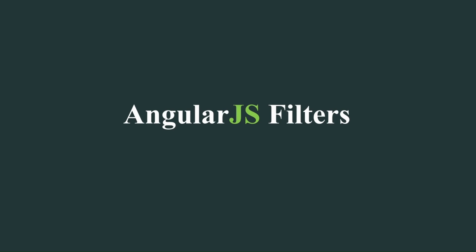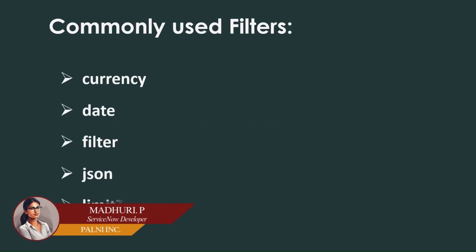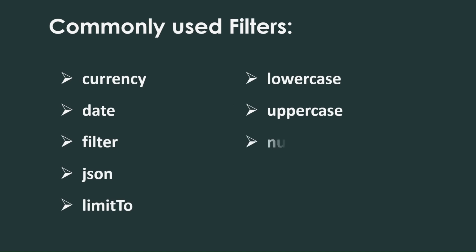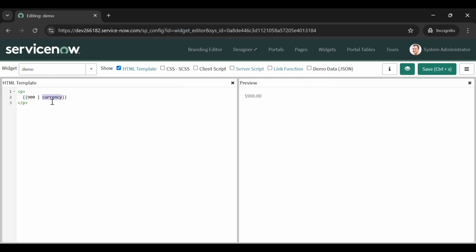Angular filters. What are filters? In AngularJS, filters are generally used to modify the data. Commonly used filters include currency, date, filter, JSON, limit to, lowercase, uppercase, number, and order by. Now let's try it out practically one by one. Firstly, let's start with the currency filter. Further, take a paragraph element within the double braces, give a digit, and separate the filter with a pipe. This filter displays the amount in US dollars with 2 decimal places.